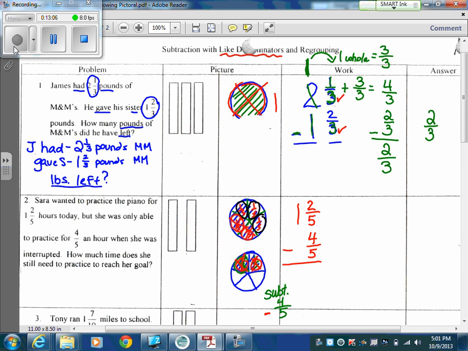Go through your process. What do I do first? I look at the denominator. Is it the same? Yes, they're the same. Then I would normally just go to my numerator and subtract. Well, 2 minus 4 I can't do. So I have to borrow. I'm going to borrow from the 1 because I need that 2 to get bigger.